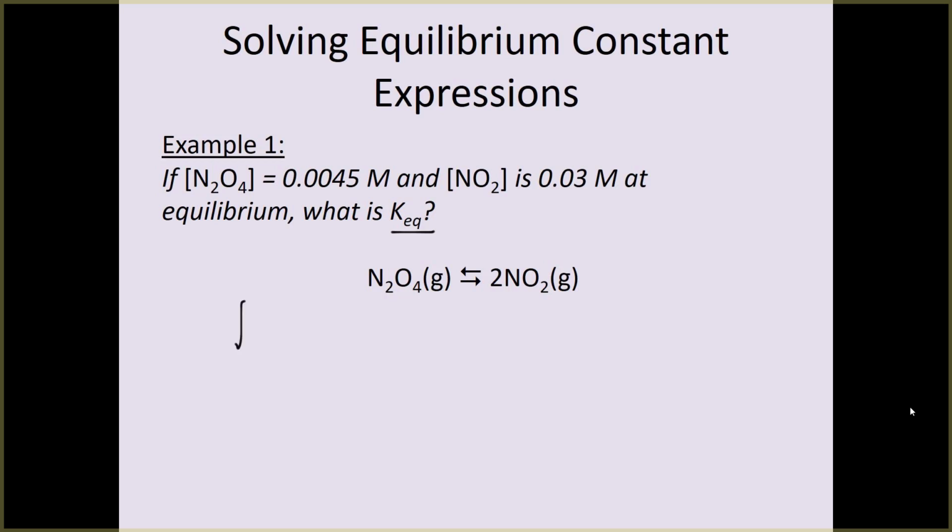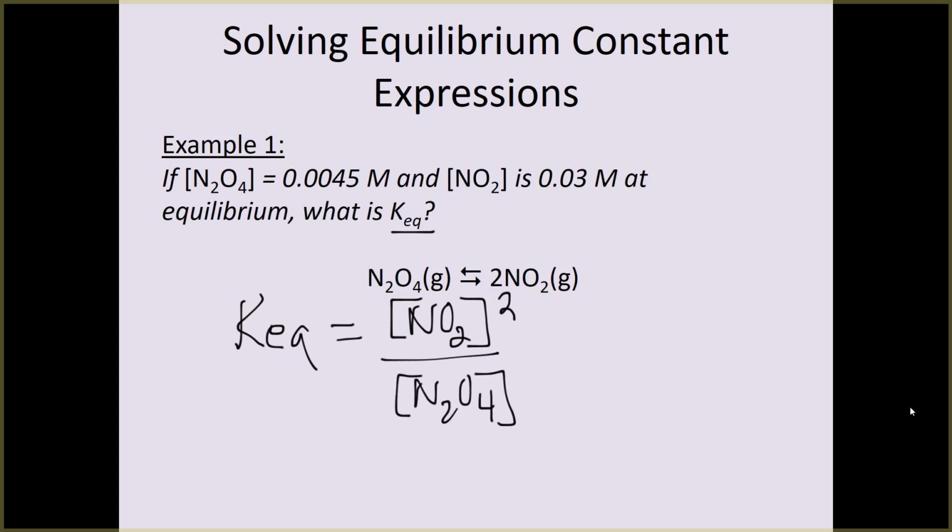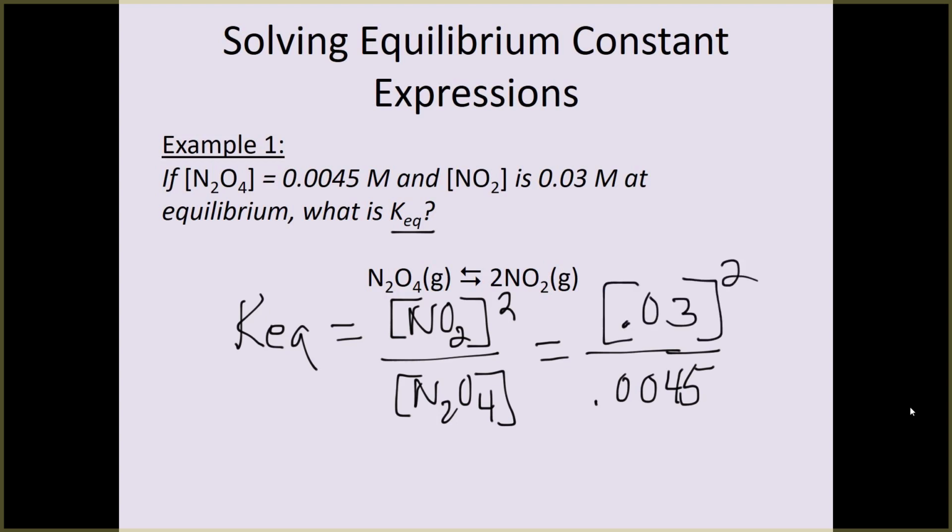So let's write this one. It's asking for a KEQ, which is fine. So NO2 in brackets squared divided by N2O4. These are both gases, so you can put them both in. And then we're going to read our problem. So if it says N2O4 is 0.0045, that goes on the bottom because my formula tells me that's where it goes. And then on the top I have 0.03, and don't forget that little square.